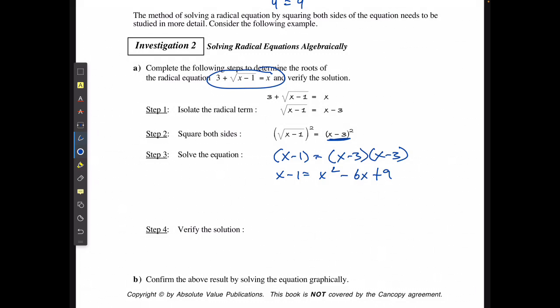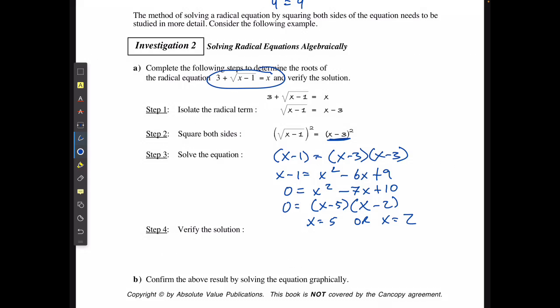I'm going to move everything over to one side of the equation. 0 is equal to x squared minus 7x plus 10. I can factor this, and x minus 5 and x minus 2. So x is going to equal 5, or x is going to equal 2.